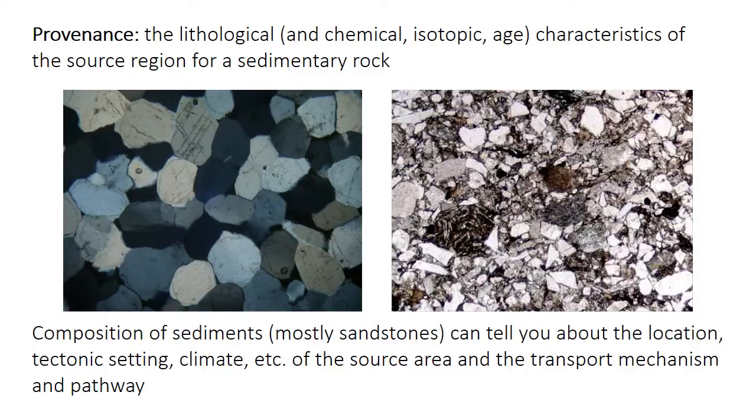The picture on the left shows a sandstone composed entirely of quartz with well-sorted grains that are fairly rounded. The picture on the right shows a poorly sorted and quite angular sandstone with a wide range of minerals, including rock fragments. So these two rocks have very different transport histories and likely source areas as well.